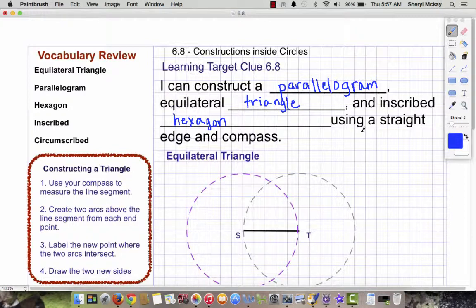All right, so let's start by first reviewing a little bit of vocabulary. Let's remember what an equilateral triangle is. Tell me, what are some characteristics of an equilateral triangle? Well, we know that a triangle has three sides, and the thing that makes an equilateral triangle unique is that it has three equal sides.